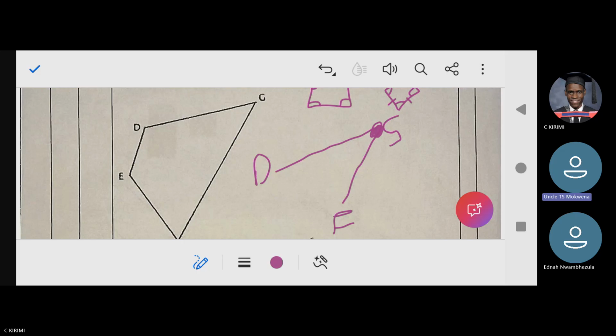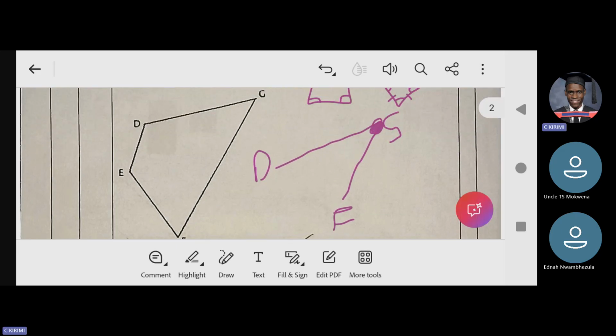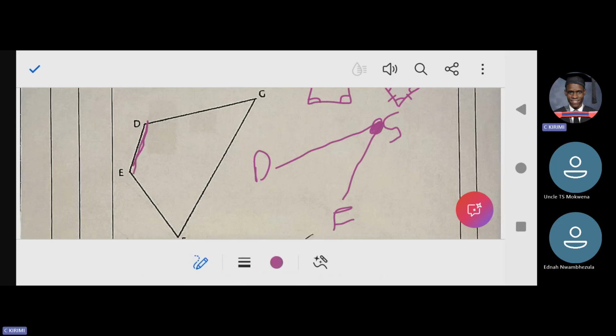Yes. So DG and FG are adjacent lines. Why? Because they are sharing the same corner, which is G. So for you to identify opposite sides, they don't share the same vertex. For example, this line is not sharing the same vertex with the bottom line. The top line is not sharing any common angle or corner. They don't share any corner. So those two lines automatically become opposite sides. Is it clear?